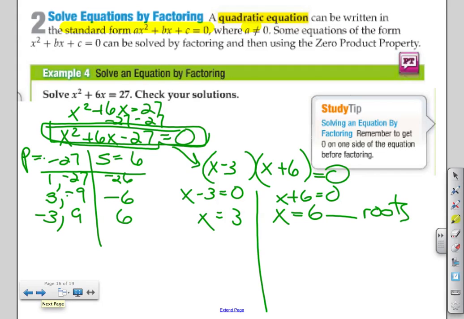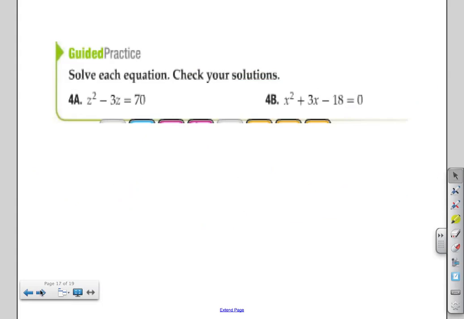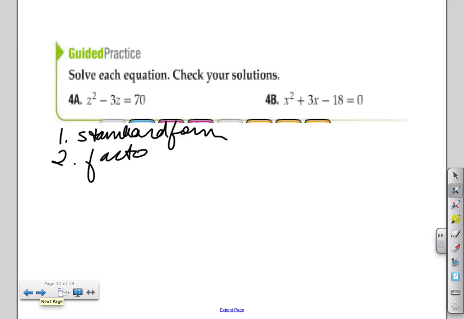Here are two for you to try. Make sure they're in standard form, factor them, and then find the roots. Shall I write that down? 1, standard form. 2, you're going to factor it, and then using the zero property, you're going to find the roots.